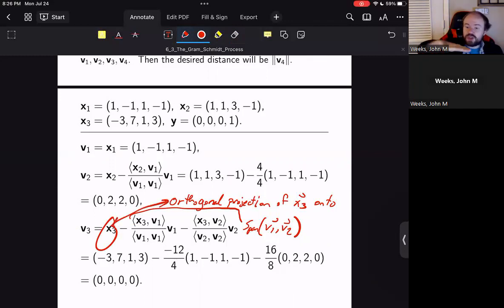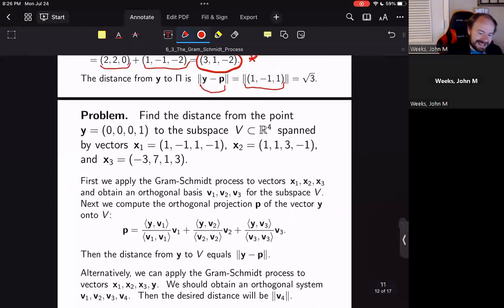If we project x3 onto the span of v1 and v2, we go nowhere. We just get the same vector back. What does that mean? That means that x3 was already in the span of v1 and v2 to begin with. But wait, John, I thought that could only happen whenever x3 was not linearly independent. Take a look at this problem. It doesn't say that x3 is linearly independent from x1 and x2. That's something to keep in mind.